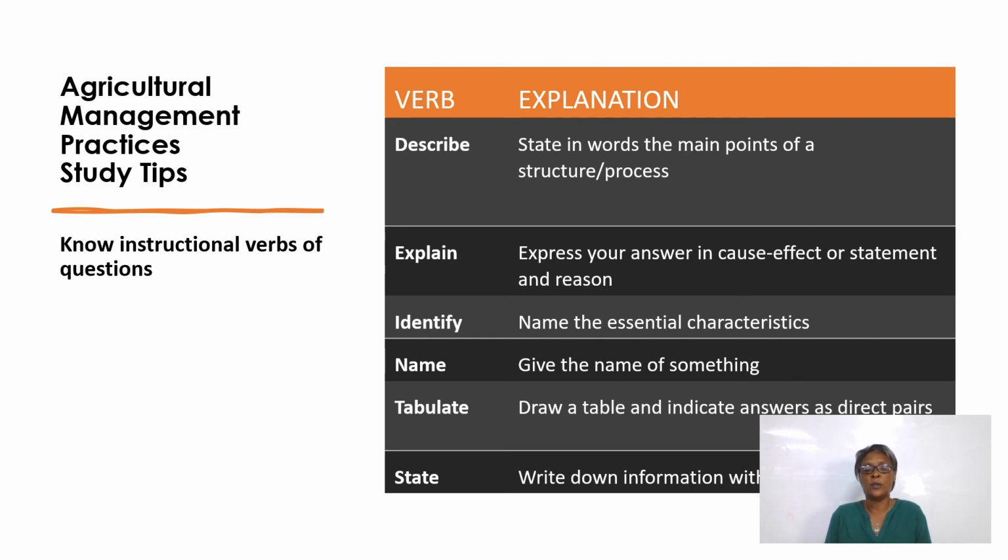The first one I'm going to talk about is describe. When you read in a question, describe something, that means state in words the main points of a structure or a process. Explain means express your answer in cause, effect, or statement and reason. Identify. This is where you name the essential characteristics of something. Name. Give the name of something. Tabulate. Draw a table and indicate answers as direct pairs. Remember, when they ask you to tabulate, you must draw a table. State means write down information without discussion.